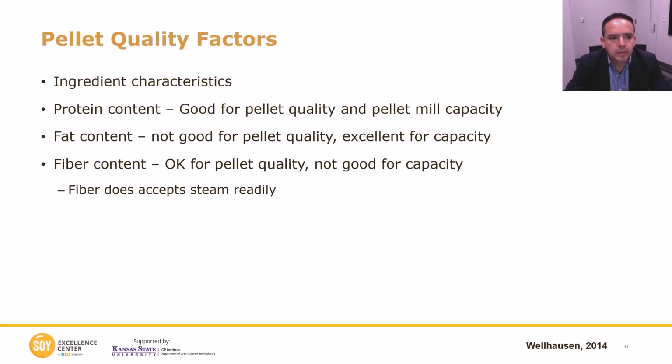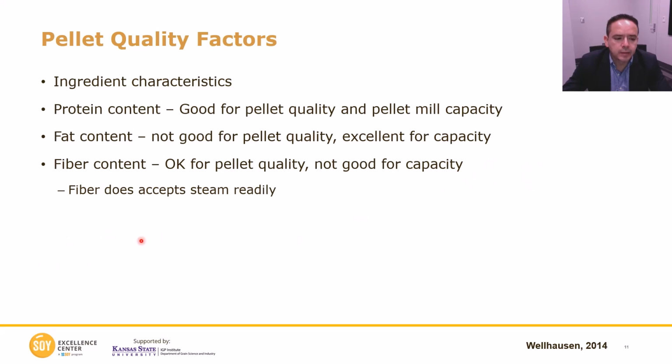And there are going to be some pellet quality factors that I think are important that you understand, because you might be making different types of feeds. For example, if you have feeds that have a high content of protein, this is going to be good for pellet quality and for pellet mill capacity. So if you look at the pellet durability of your feeds, most likely the highest quality is going to be the starter feed, because this one contains more protein and less energy, so it's going to contain less added fats. Fat content is not good for pellet quality, but it's going to be excellent for capacity.